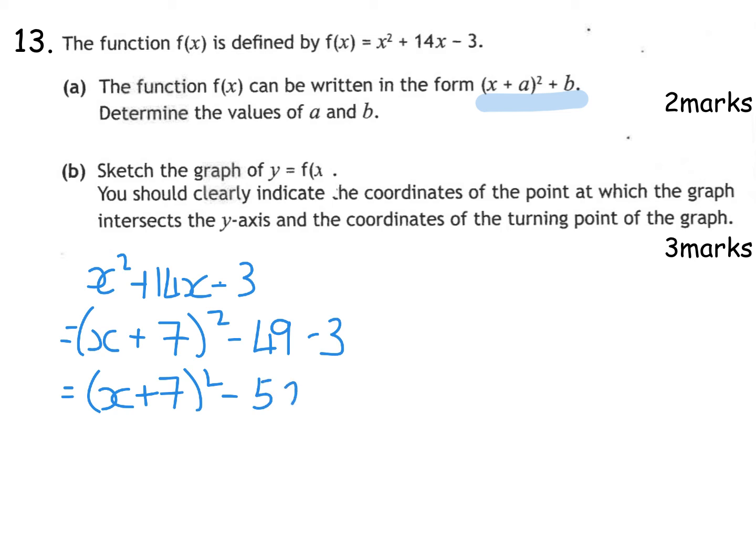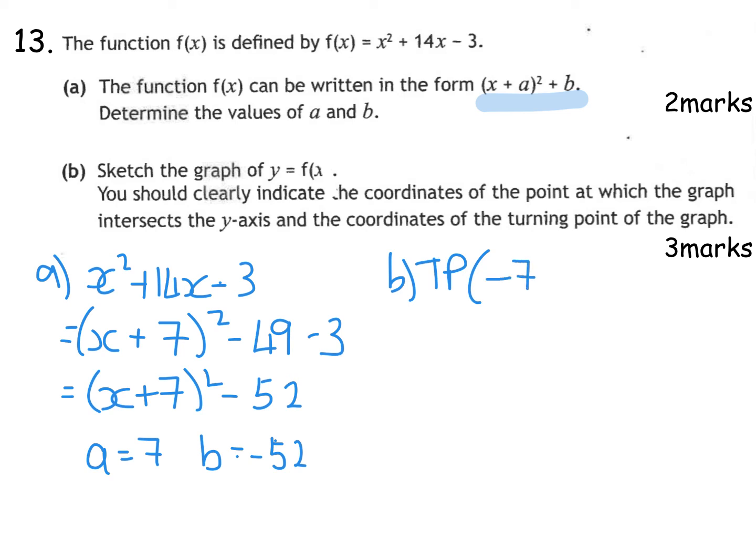minus 52. Okay, now they had an a where our 7 is, so a is 7, and where b is, we've got minus 52, so b is minus 52. Okay, and that's part A all done. Part B wants us to sketch this. So basically, once it's in completed the square form, means you can read off your turning point. So your turning point is plus 7 means it's going to negative 7. It's always the opposite of what you think. So your turning point is along to negative 7 and down to 52. And there's no negative in front of the bracket, so it's a smiley face.